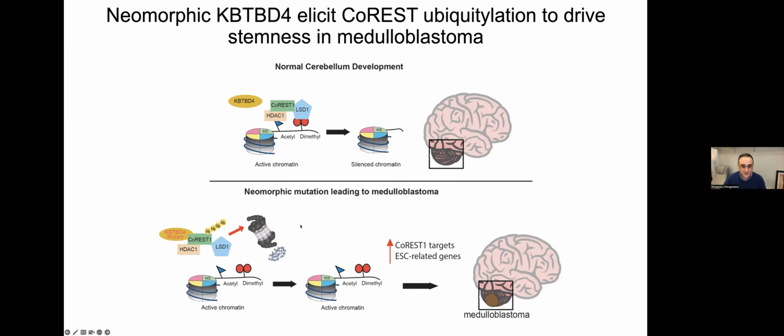Instead, when there are neomorphic mutations in KBTBD4, this leads to the degradation of CoREST and induces the activation of the transcription of a set of genes that are stemness related, that would favor the proliferation of cellular progenitors that then will induce the development of medulloblastomas.